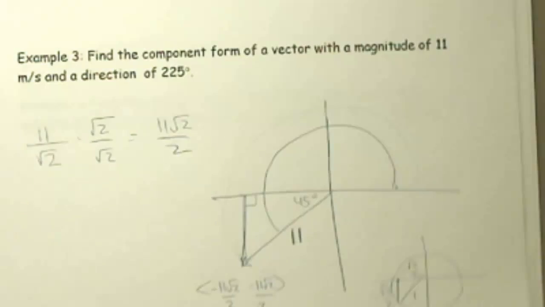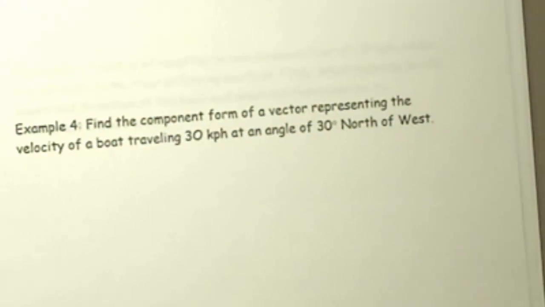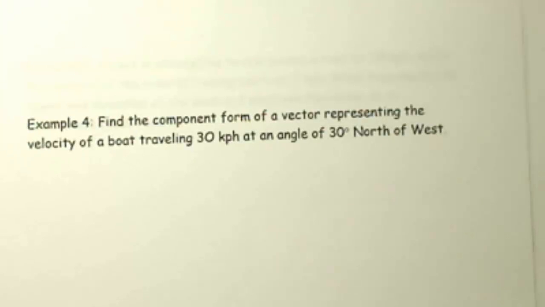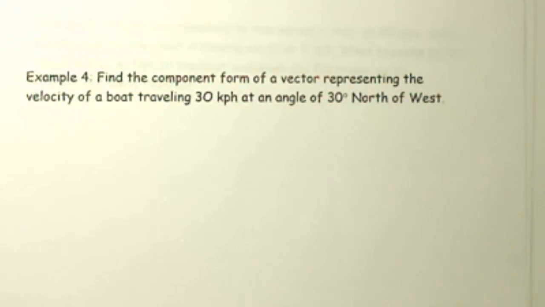Example 4 out of 6. We're going to find the component form of a vector representing the velocity of a boat. So we're still finding the component form, but we're using some compass direction. The boat's traveling 30 kilometers per hour. That's the magnitude of the vector at an angle of 30 degrees north of west.